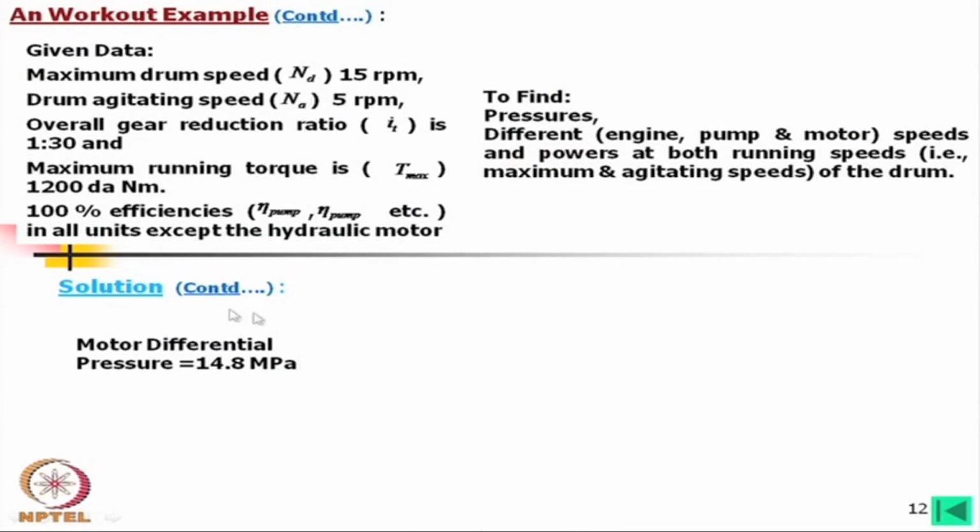Now, again we are continuing. The motor differential pressure is 14.8 megapascal and the input flow to the motor is 95 LPM.